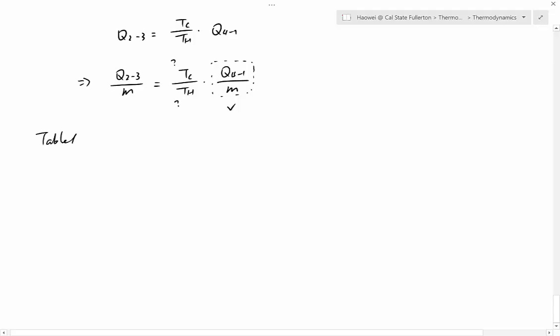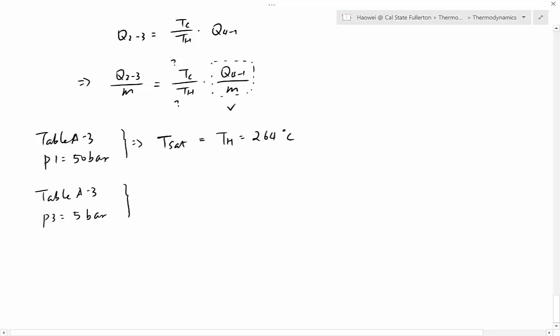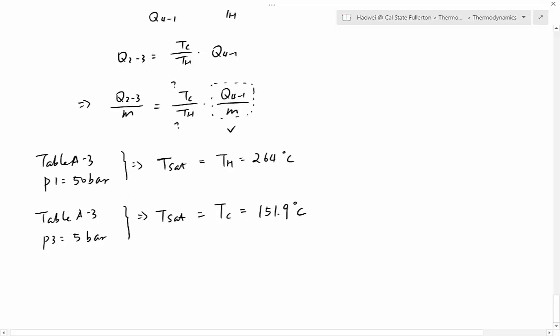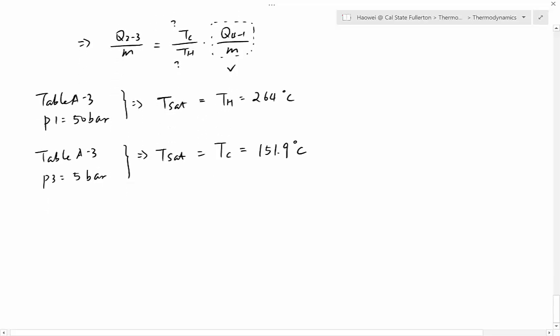We go to table A3, we start from pressure P1, which is 50 bar. We look for the corresponding saturation temperature in the table, and that is our TH. Solution is 264 Celsius. Then we repeat, go to table A3. This time we start from P3 or P2, that is 5 bar. And then we look for the corresponding saturated temperature from the table, and it is our Tc, which is 151.9 Celsius. So now we can just go back to this equation and plug and chug.